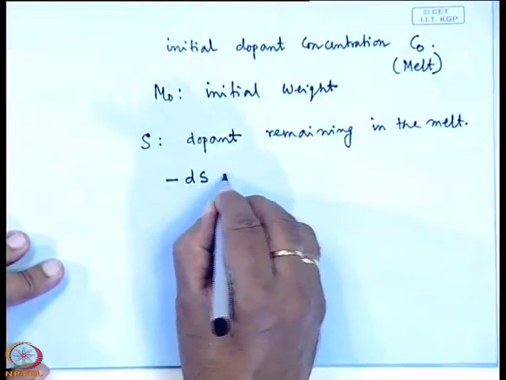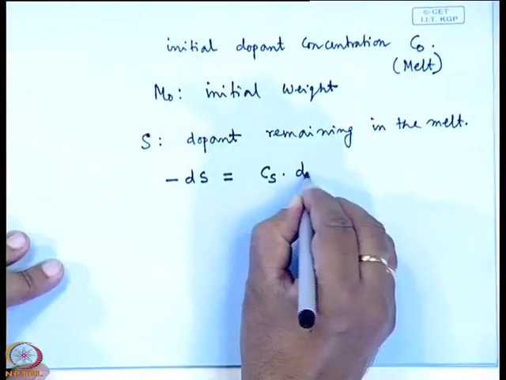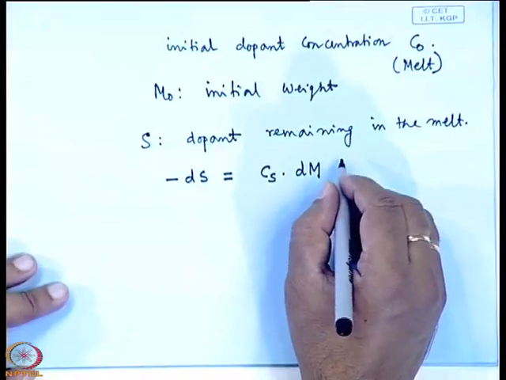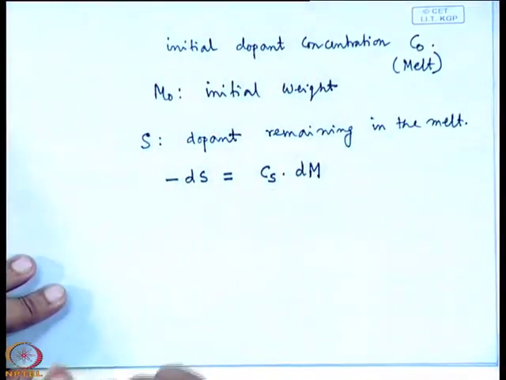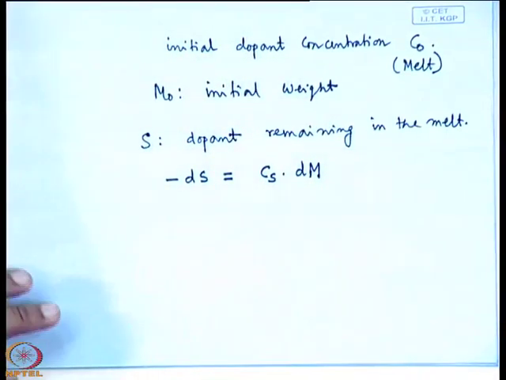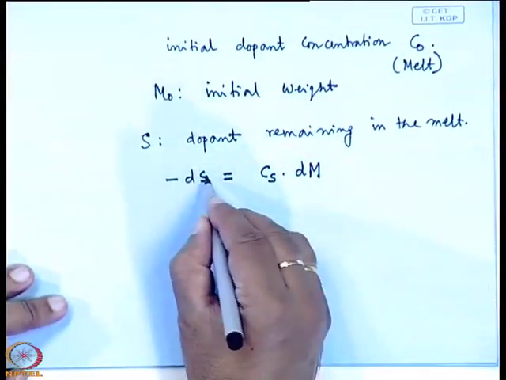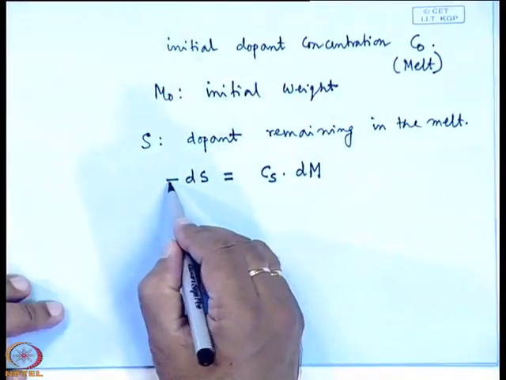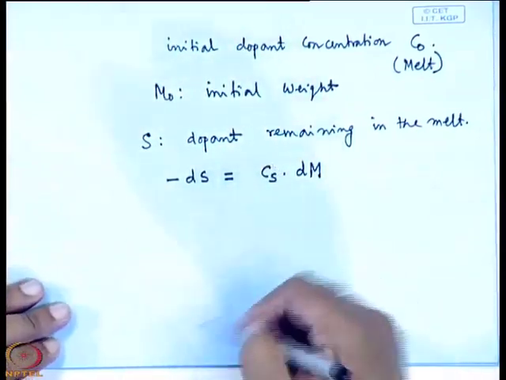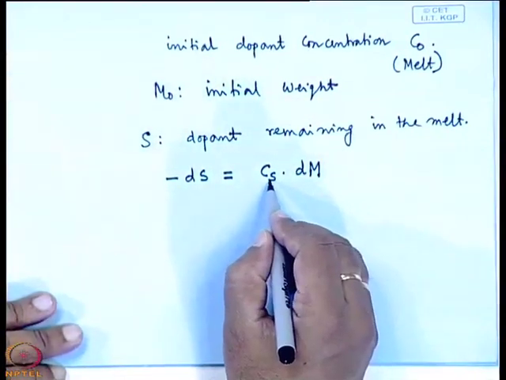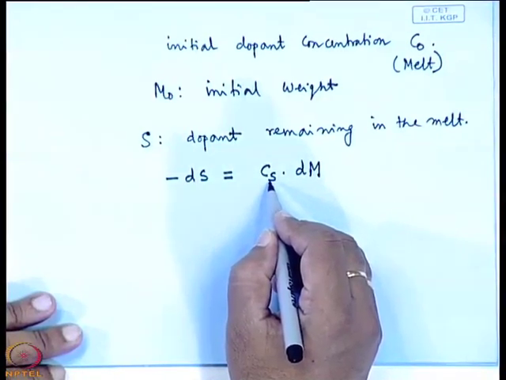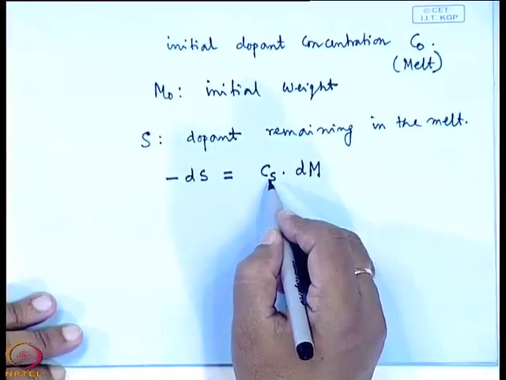So, minus d s will be equal to C s into d m. What is d m? d m is the amount of crystal being produced, a very small amount of crystal, say d m. M is the total weight, so d m is the infinitesimally small weight. And S is the dopant remaining in the melt. So, why is it minus? Because it is rejected. So, we can write minus ds equals cs into dm. What is cs? Cs is the concentration of the dopant in the solid state, that means in the crystal after solidification, right.